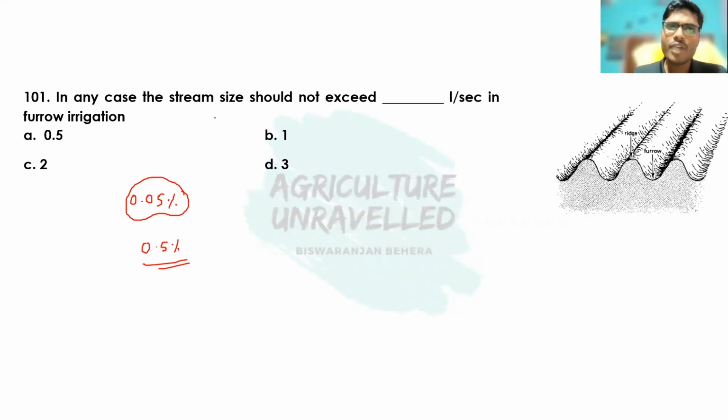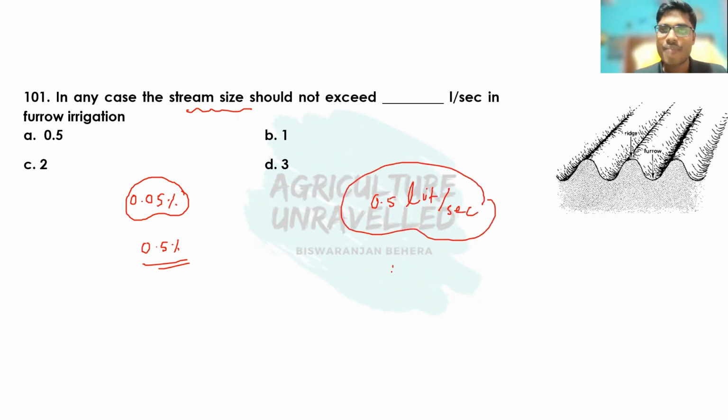Now we are going to discuss the stream size. We should decide the stream size based on the soil type and the slope. But remember this: the usual stream size for furrow irrigation is 0.5 liter per second. This is the usual stream size. But the maximum stream size, the upper limit above which we should not go, is 3 liter per second. So remember the answer: 3 liter per second is the upper limit of the stream size in case of furrow irrigation.